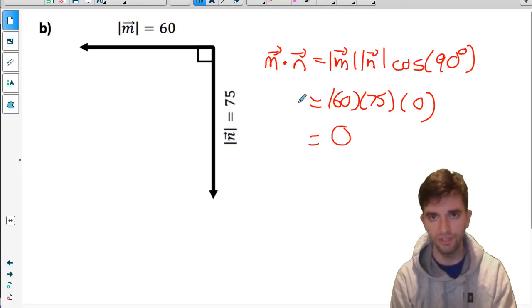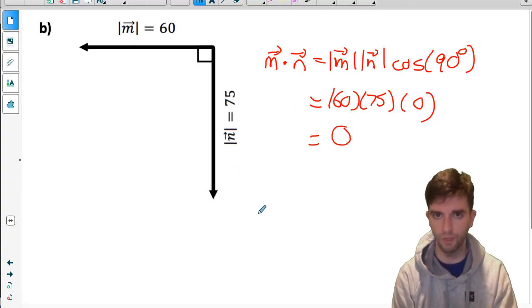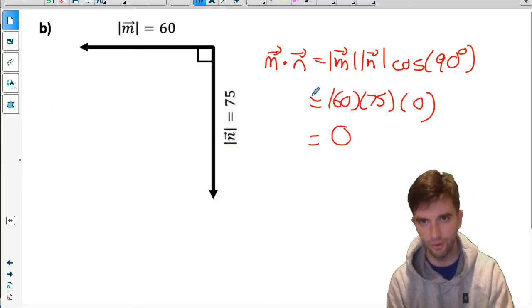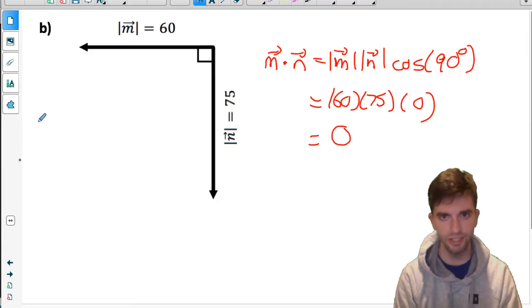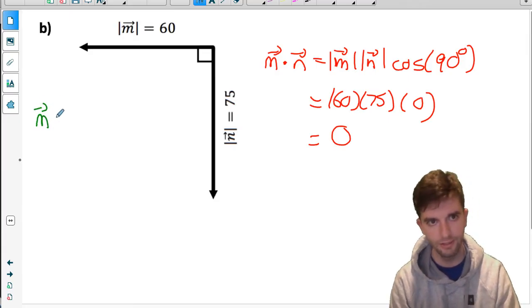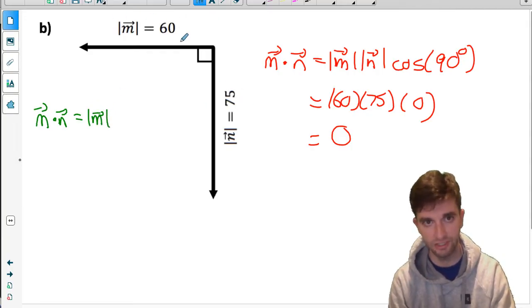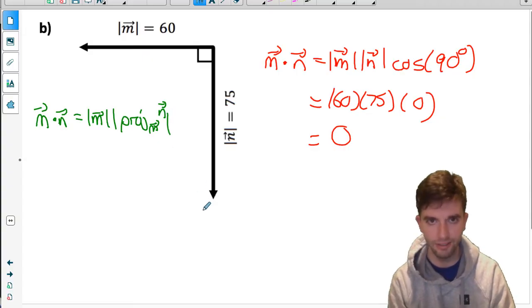So that's going to be a really important property that's going to be very useful when working with vectors from now on. Geometrically, this product should make sense to you about why it's 0 as well if we understand vector projections. Right? If we're doing m dot n, really what we're doing is the magnitude of m, 60, times the magnitude of the projection of n onto m. And what does that projection look like?